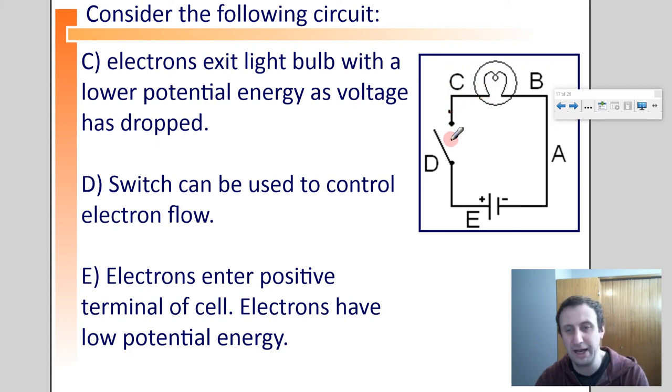The switch, if it's closed, would allow the electrons to move through. If the switch is not closed, none of the electrons can move. Electrons keep on going through and they go to the positive side of the power supply. And then from there, they're done. So once they reach the positive power supply side, they no longer have as much energy.